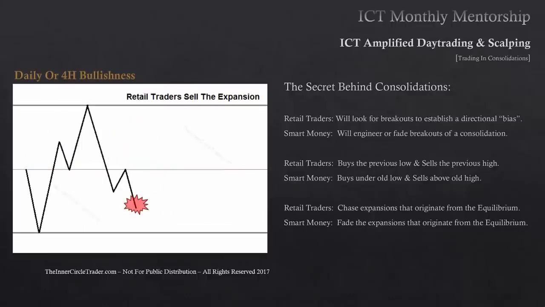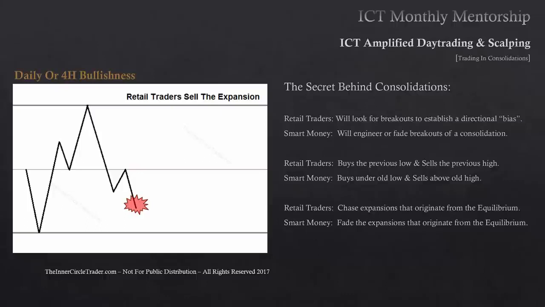When the daily or 4-hour is bullish, retail traders are going to see that sell opportunity in their mind by having that expansion lower that breaks below an old short-term low. They're going to see that as a break in support, a break in market structure, and they'll see that as selling short on weakness, and they're going to be looking for a continuation or breakdown in that particular market. We anticipate this very thing, and by them doing that, we're going to fade that whole move.